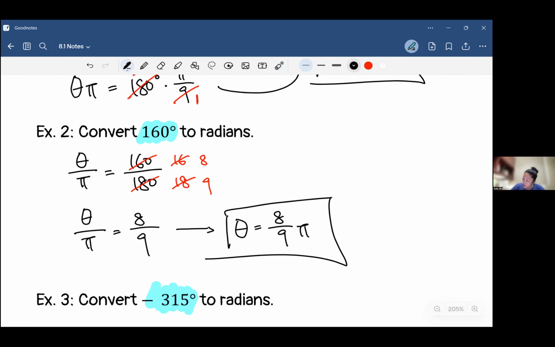Okay. Now, some people might write this as 8 pi over 9, and both are okay.